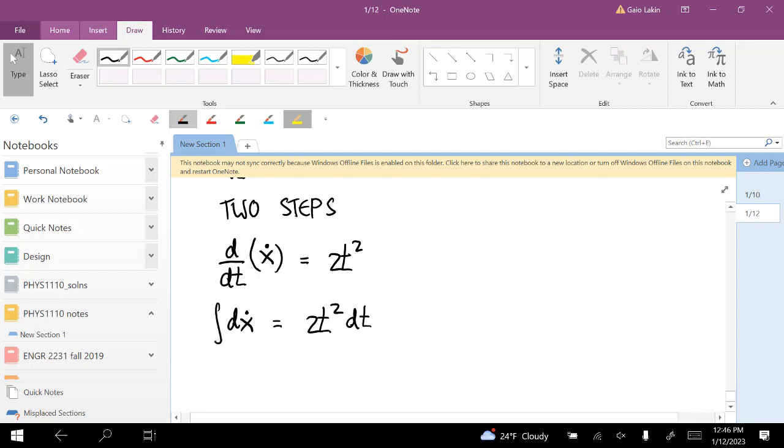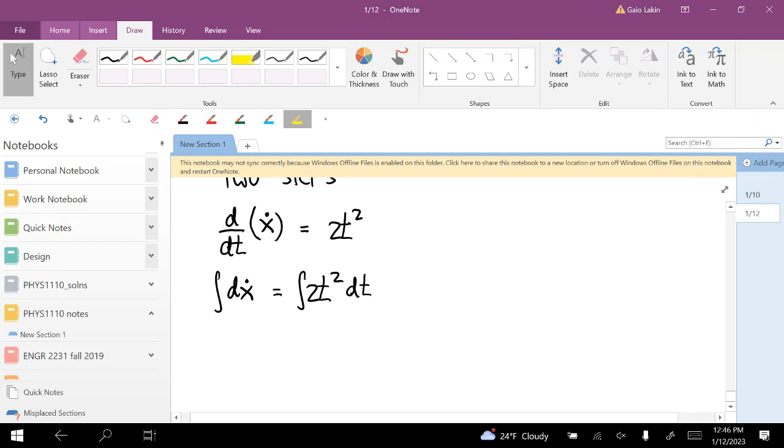And now we can integrate both sides. So this becomes x dot, and this becomes 2t cubed over 3, and then we have our first constant of integration. C1, is that what you're saying that is? Yeah, I'm calling that C1 because, since we have a second order derivative, we know we're going to have a second constant.